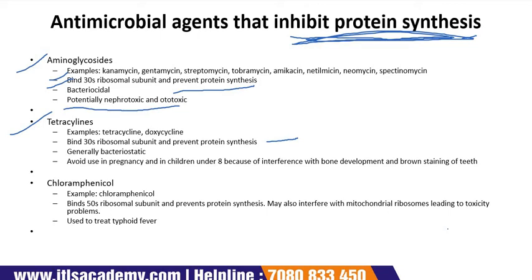Next is your chloramphenicol. This is also based on the same method. These agents block the transcription unit, hence preventing the synthesis of mRNA and DNA. In the previous ones they were binding to the 30S ribosome, but this one binds to the 50S ribosomal subunit and prevents your protein synthesis, and may also interfere with the human ribosome, leading to toxicity problems. Used to treat typhoid fever.